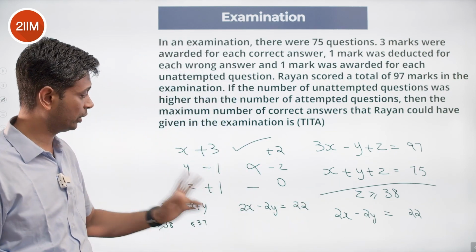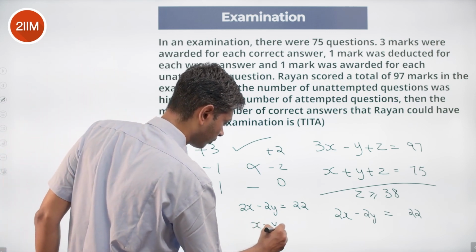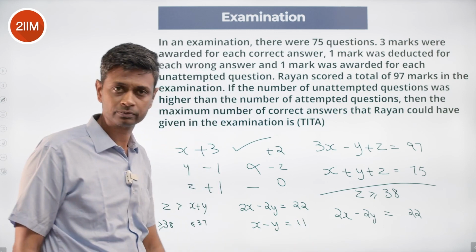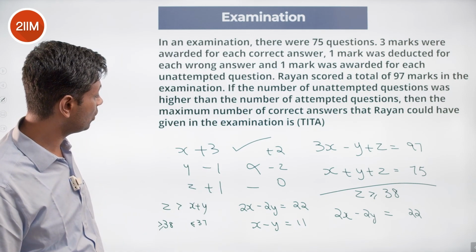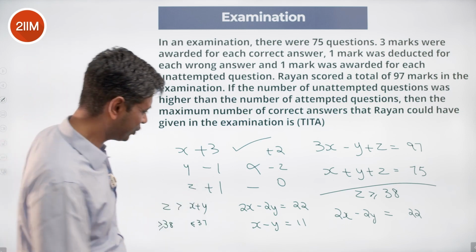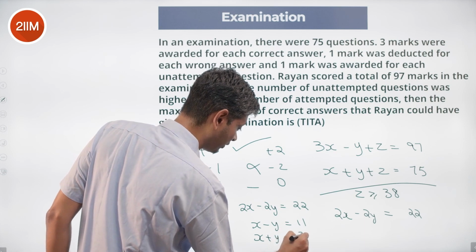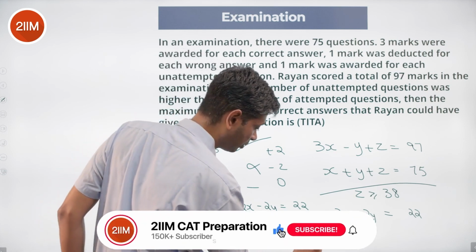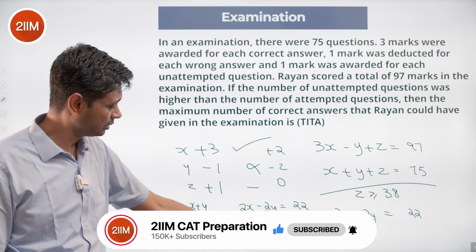2x minus 2y is 22, or x minus y is 11. Right? We want the maximum possible value of x. And x plus y can be a maximum of 37. This is a maximum value. x plus y maximum is 37.